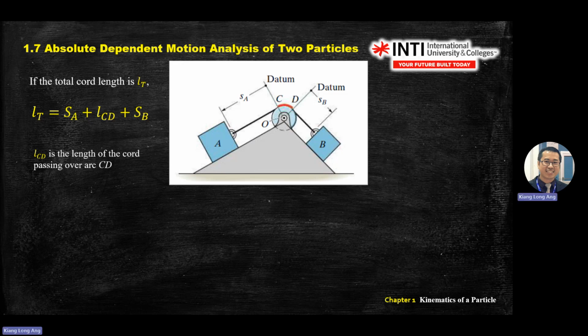So CD is the section that passes through the two datum here, right? No matter where you pull, either to the left or to the right, does this length change or not? No, right? So if this is not changing, it's actually not helping your calculation for your velocity.